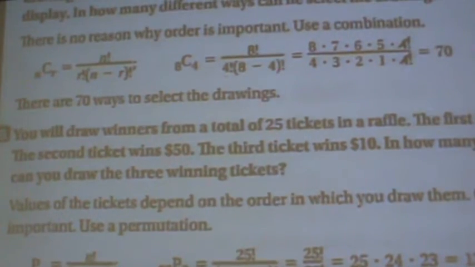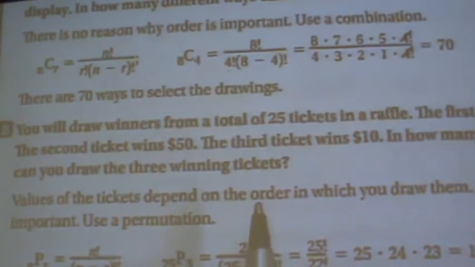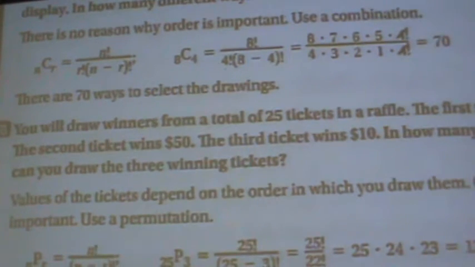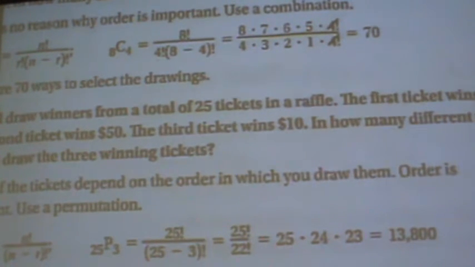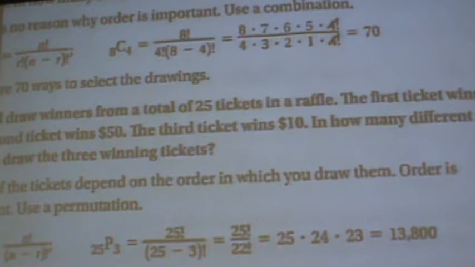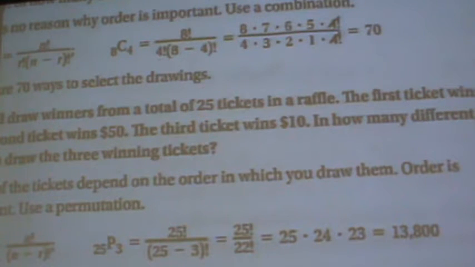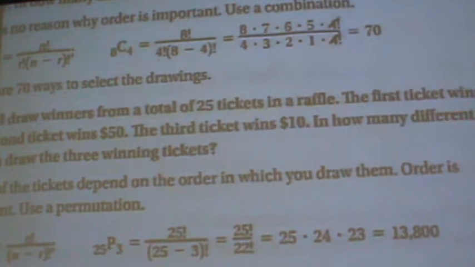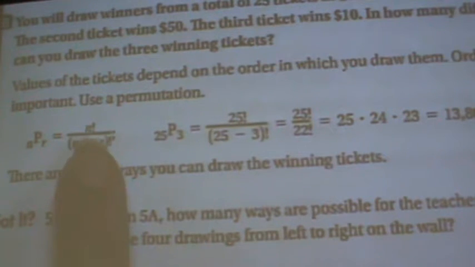Now, what if this situation occurred? You sell 25 lottery tickets, and we're gonna give first, second, and third place winning. How many different ways can you draw the 3 winning tickets? In this one order matters, because once you win, you can't win first and second place. So this is a permutation problem.